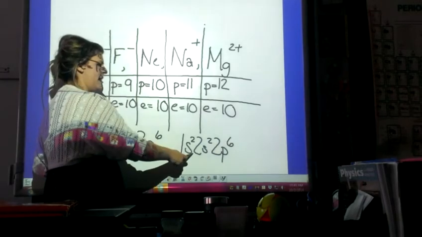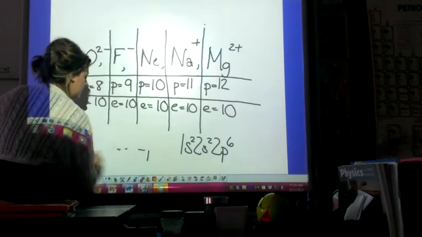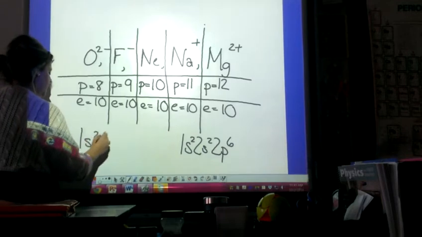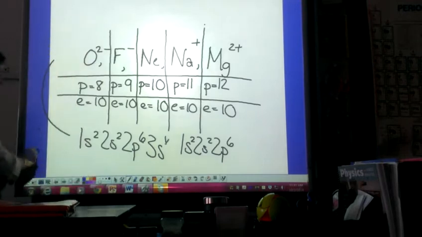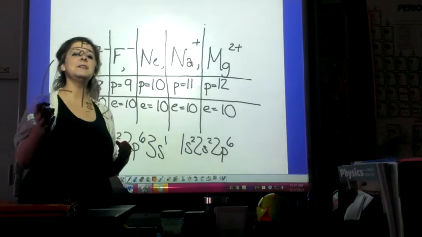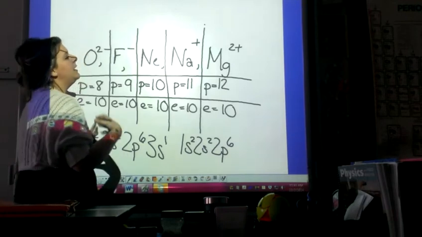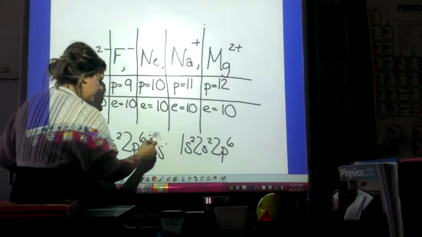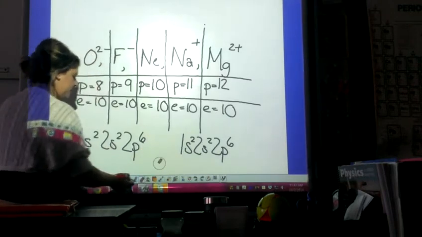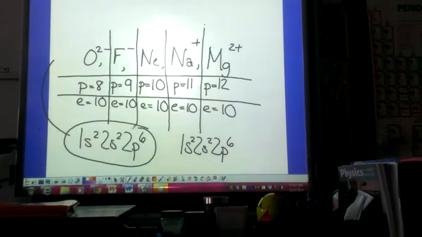We know neon has this too, but now let's look at sodium. Sodium would be 1s2, 2s2, 2p6, 3s1. Now sodium is a cation, meaning that it would more readily lose an electron, because if it loses one electron, it will have that full outer shell, and that creates the stability it wants. So I'm going to get rid of the outermost valence electron, the 3s electron, and I'm now left with that electron configuration.